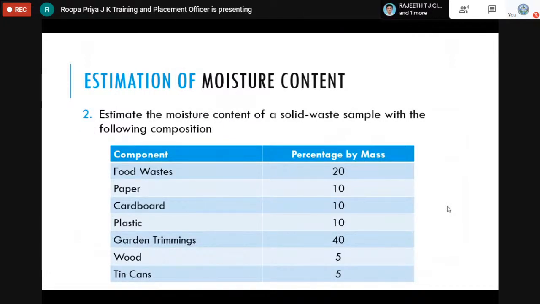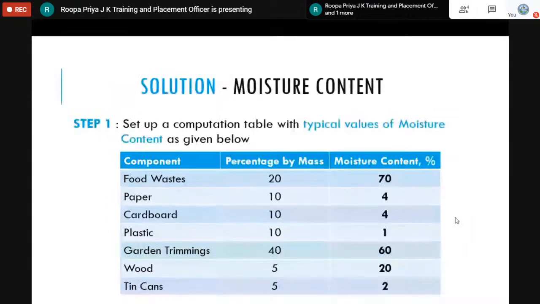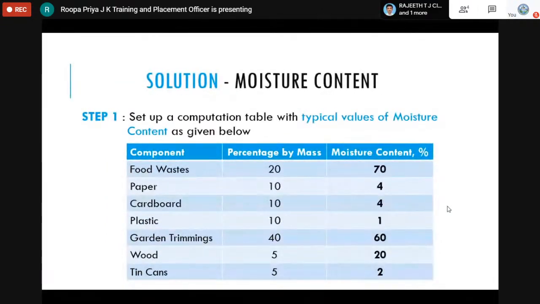This is another question, which is again related to moisture content, a simple question with the same parameters or components. So we have the question like this: estimate the moisture content of a solid waste sample with the following composition. We have the same components, but the percent by mass varies because it's in a range, so you can have different values. So step one, as we know, we have to compute the third column, that is the moisture content. If given, you have to consider the same column. If it's not given, you have to extract it from the typical value. It is mostly given, so you'll have three columns and the moisture content in the third column.